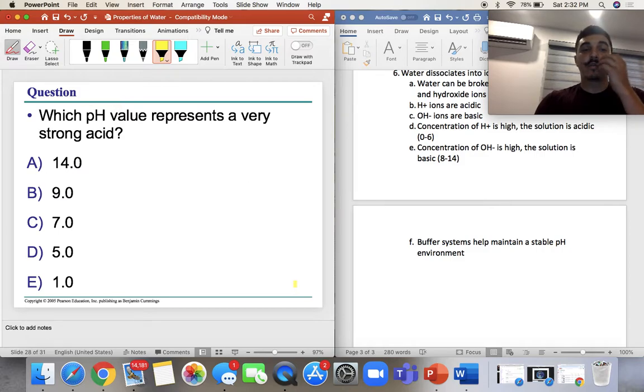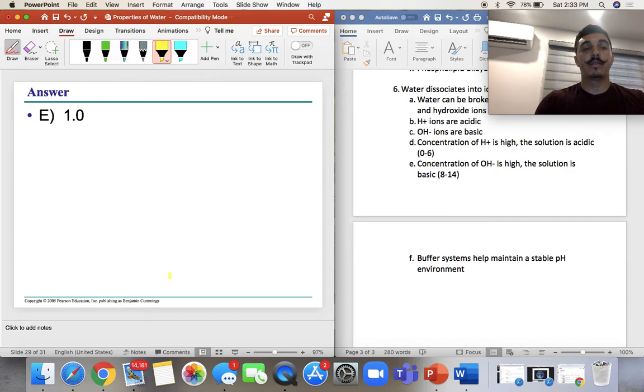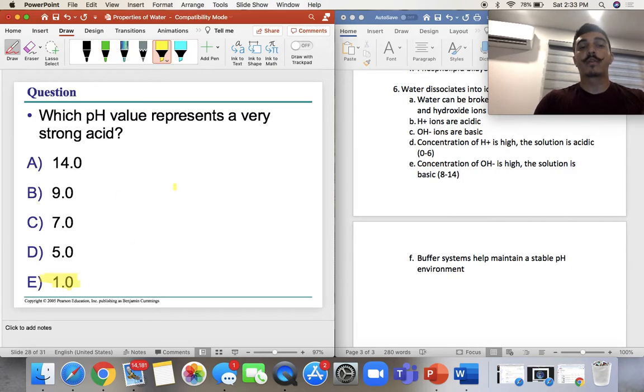So a couple questions. Which pH value represents a very strong acid? Remember in our notes, acidic H plus is from 0 to 6. So which is a very, very strong acid? The lower it is, which is down here. Okay. Which one would be the strong base? The higher it is, up here.